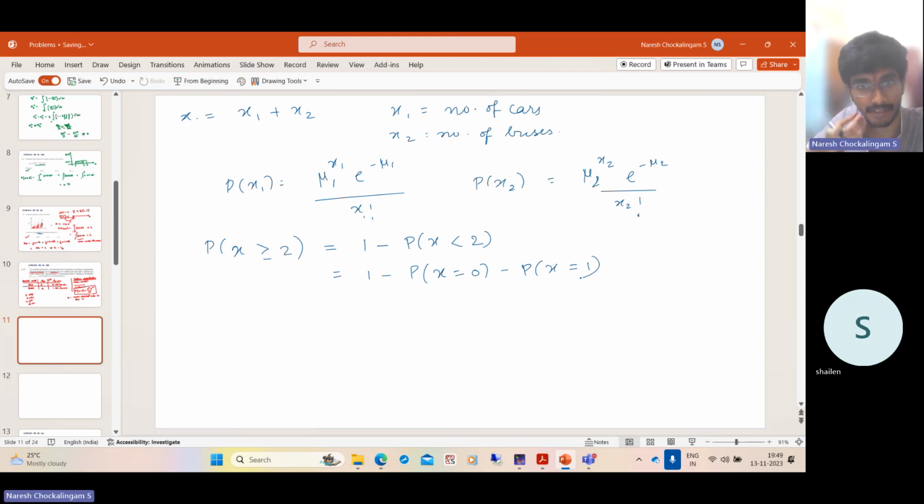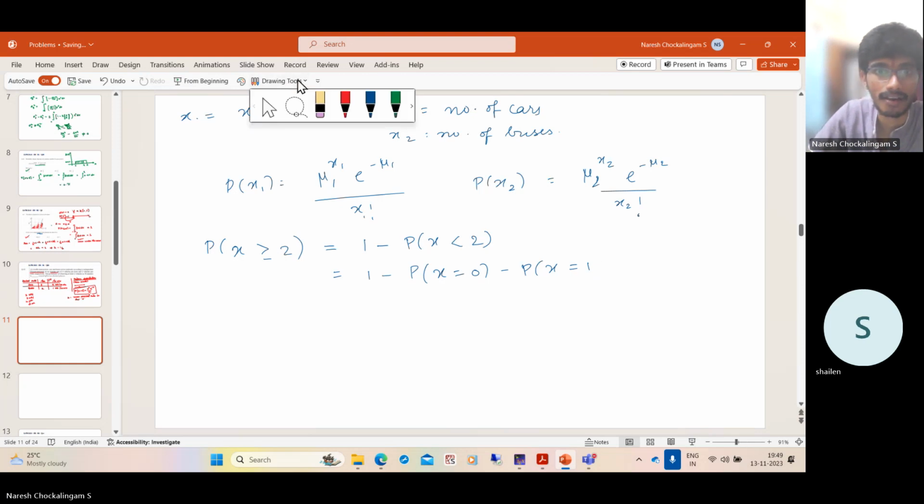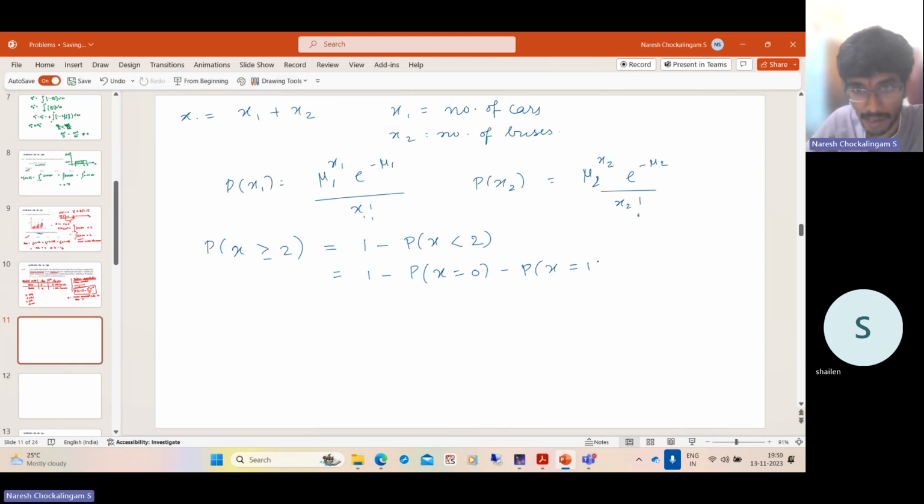Now that's all it is. So we already got the expression for the random variable. But what are the cases for x equal to 0? X equal to 0 means x1 equal to 0 and x2 equal to 0. This is the only possibility. There should be no cars and no buses.